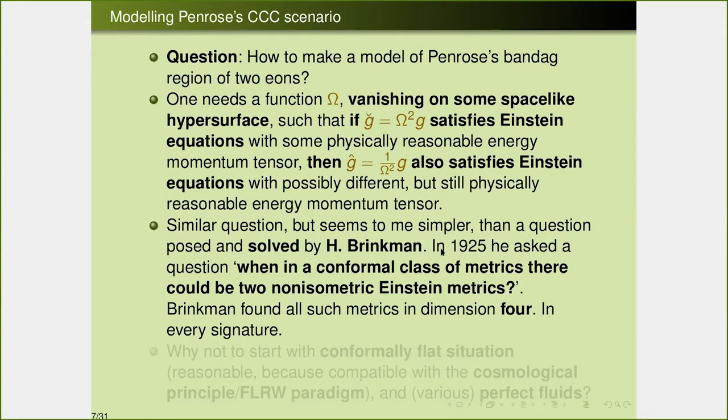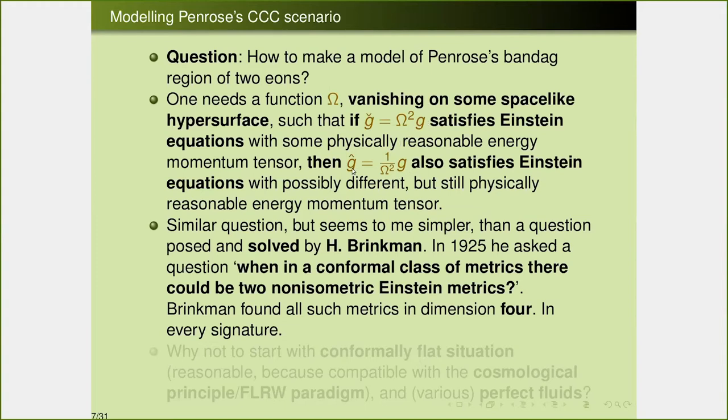So the problem in this bandage region is actually more stringent than this one of Brinkmann, because Brinkmann wanted that in a conformal class there are two metrics. But here I want more: I want that one metric and the other metric are related by some function omega. So I not only need two different Einstein metrics in a conformal class, but I also want that they are very simply related. So if Brinkmann solved it in dimension four for the pure Einstein case, maybe in this physical Einstein case also something can be done.